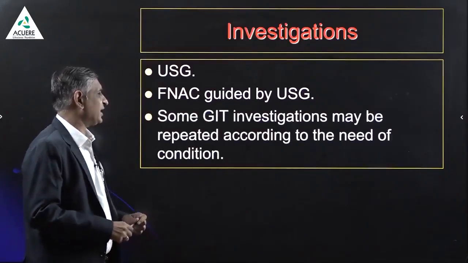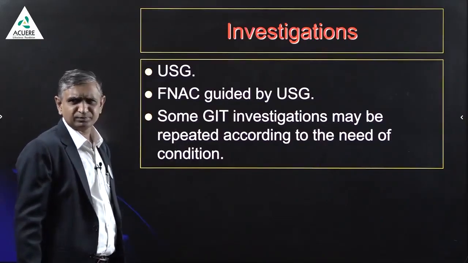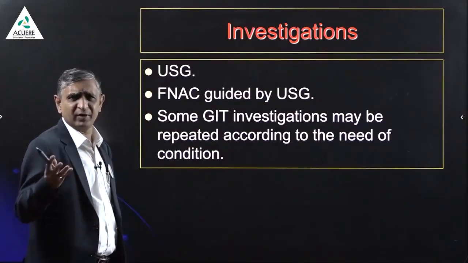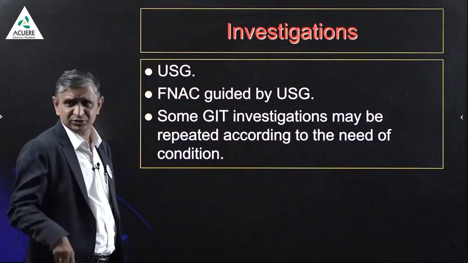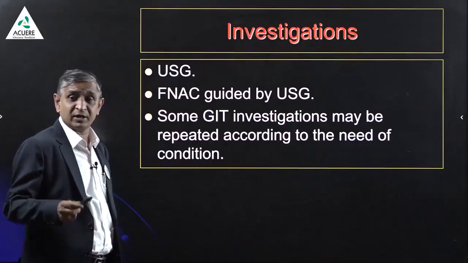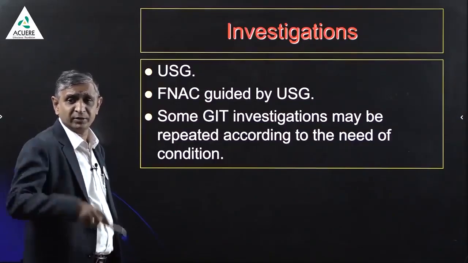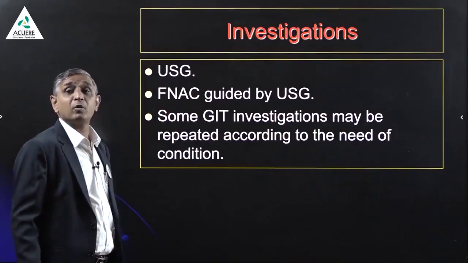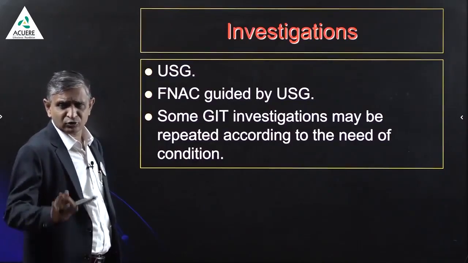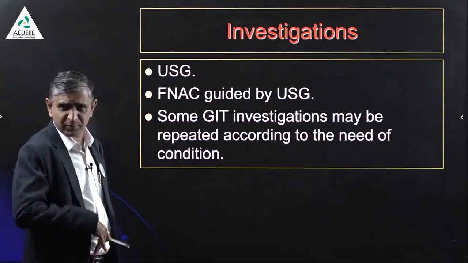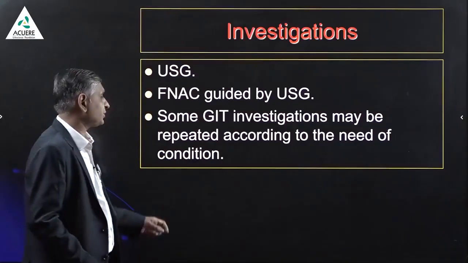Some GIT investigations may be repeated according to the need of the condition. Gastroscopy and so on, if you require. Now my patient is having cirrhosis, but I want to check whether my patient is having esophageal varices or not. What is the option to me? I want to check esophageal varices. I can go only with scopy. Actually, no one goes with the scopy because that will burst. But if you want to check it, you have the option of gastroscopy.